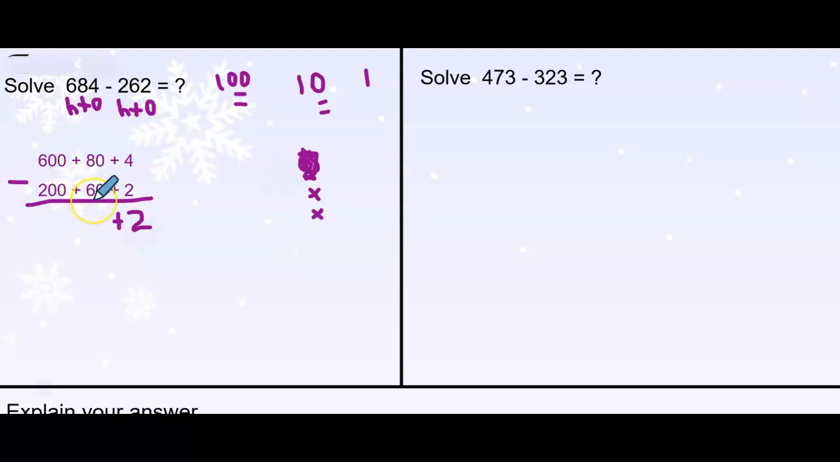Well, since we're in the tens, we can count by tens. We can start with 60, counting by tens up to 80. 60, 70, 80. That would be 20. Now, if that was confusing to you, it's okay.